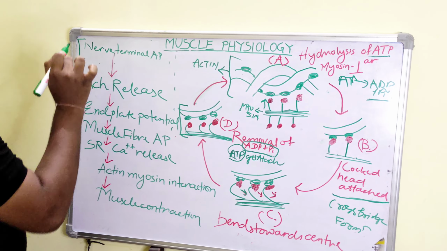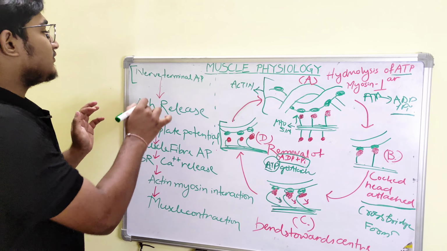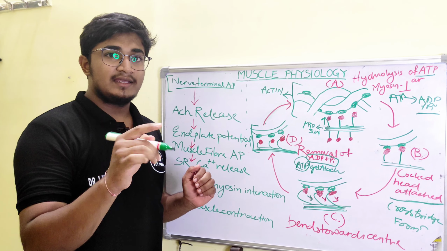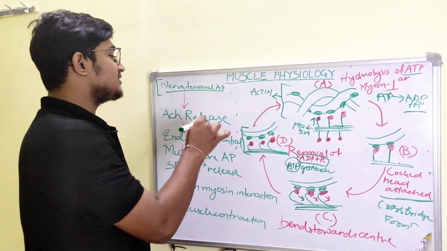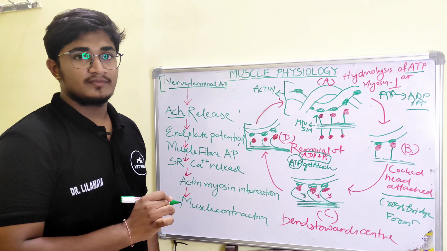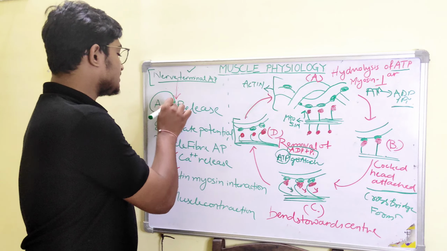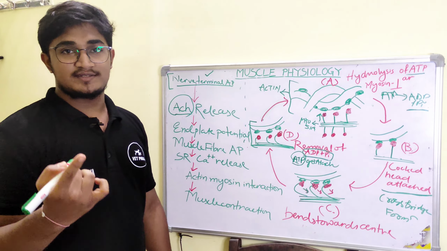So we will focus on some flow chart. First, the nerve terminal action potential. The nerve terminal gets excited, and it will cause the release of acetylcholine, which is a neurotransmitter.